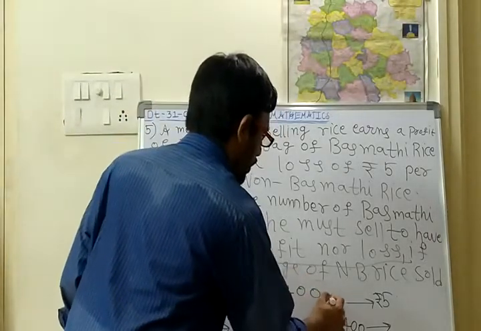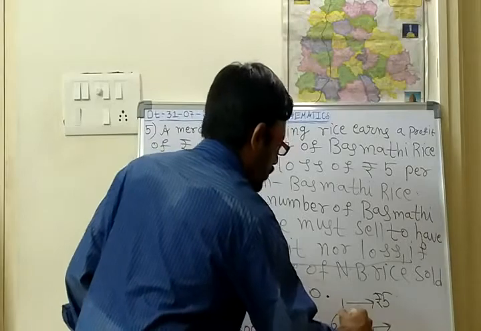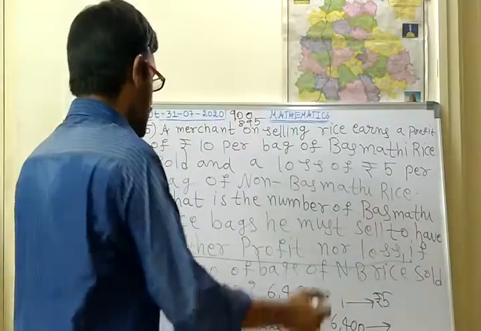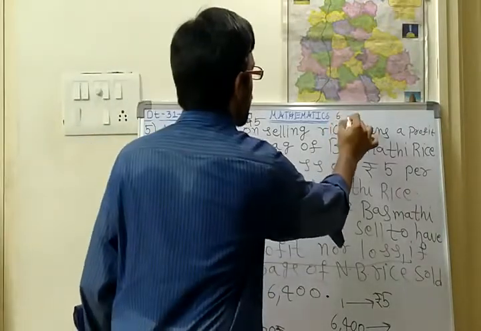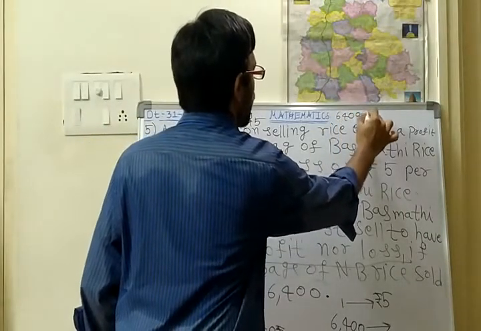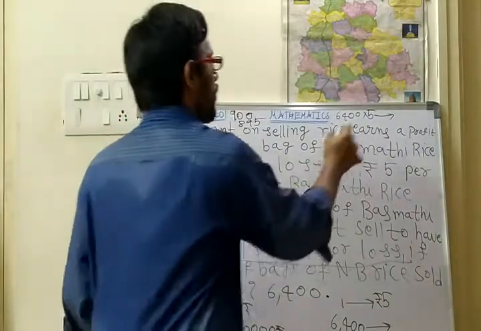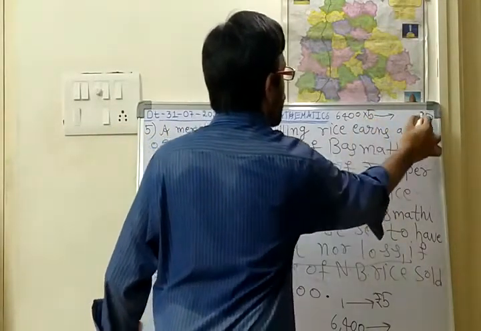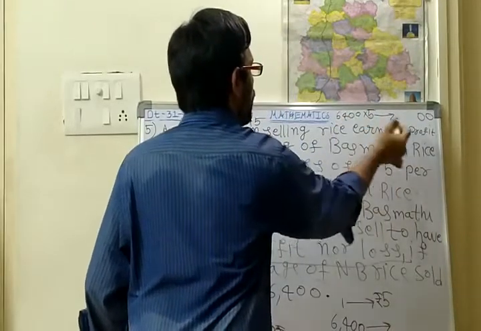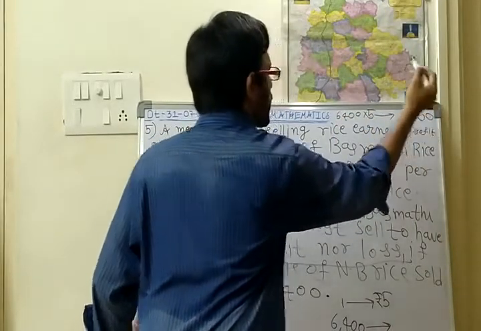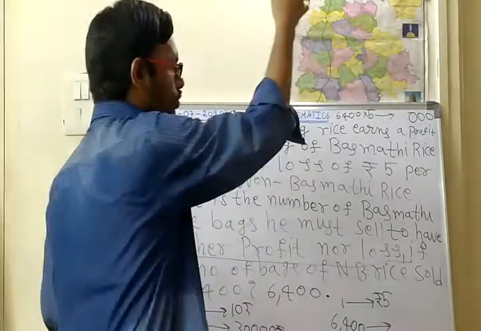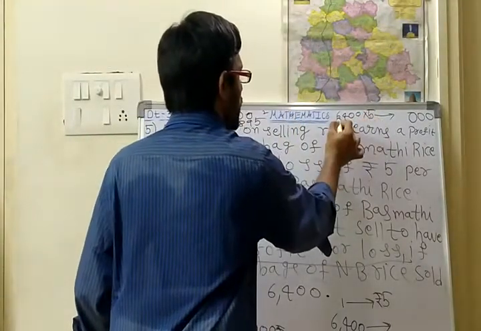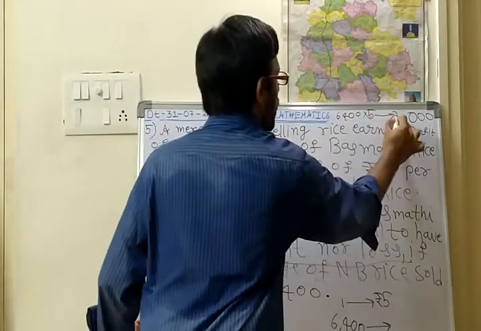So for the 6,400 bags, it is 6,400 into 5. How much is it? 5 into 0, 0. Next 5 into 0, 0. 5 into 4, 20. The 0 goes down and 2 goes up. Next 5 into 6, 30. 30 plus 2, 32. So here 32,000.